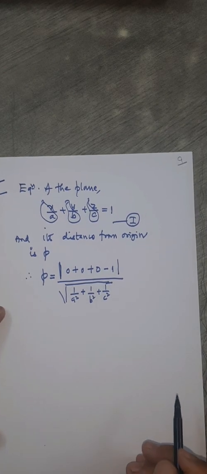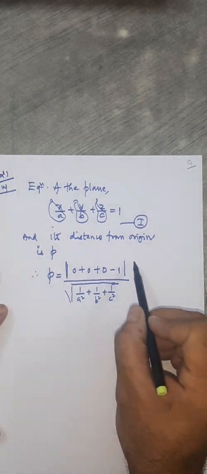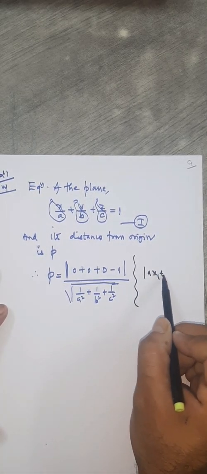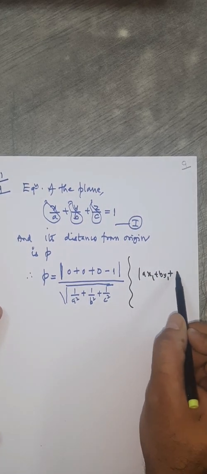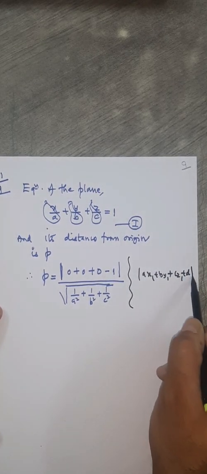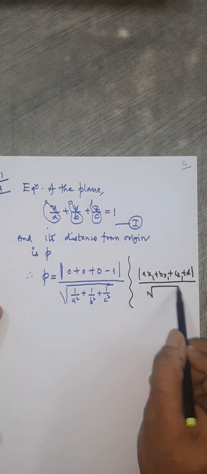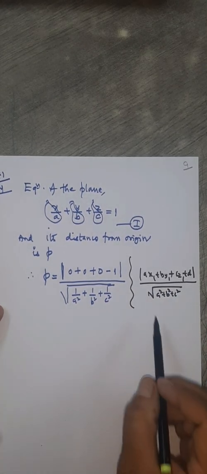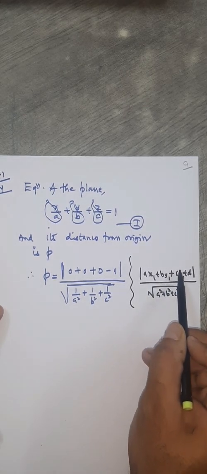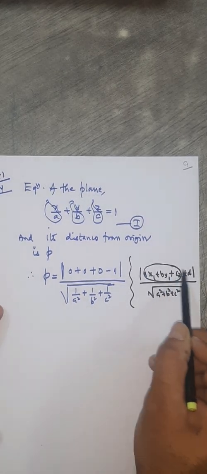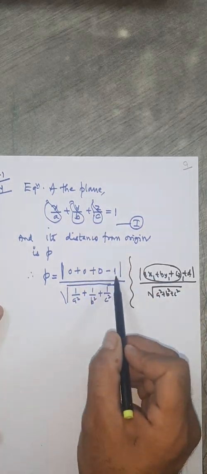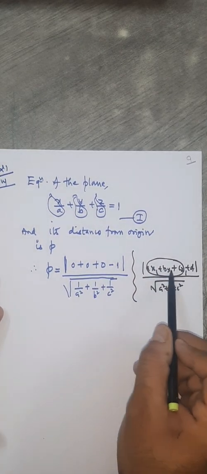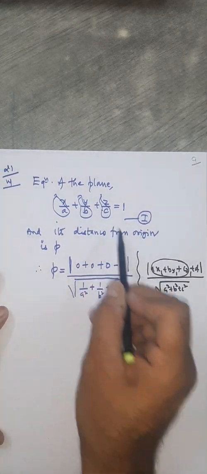Which formula have I used? I already told you in the beginning of this session. Again, I'm just writing it for you: ax1 plus by1 plus cz1 plus d upon under root a square plus b square plus c square. Right. Here x1, y1 and z1 are 0, so these three terms will be 0. The constant d you take on the left hand side, so it is minus 1, upon the coefficients of x, y and z: 1 upon a, 1 upon b, 1 upon c.